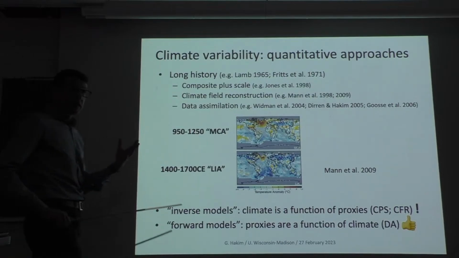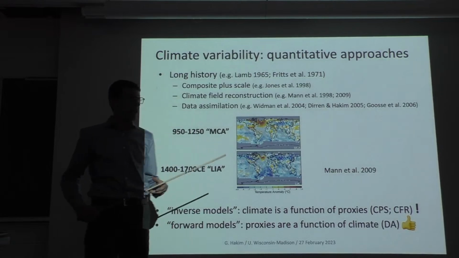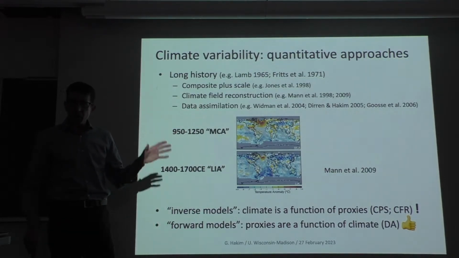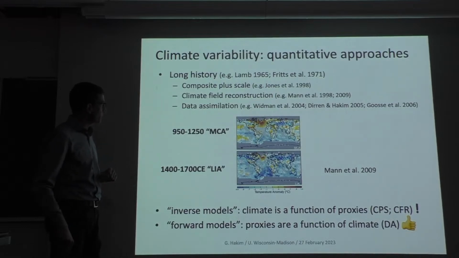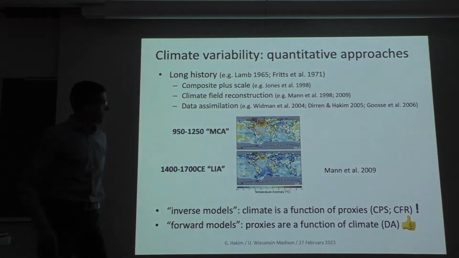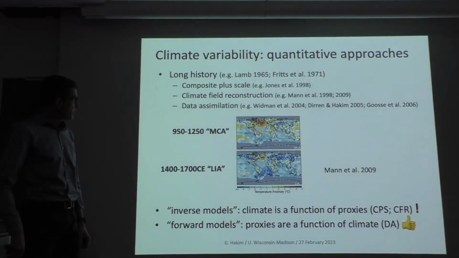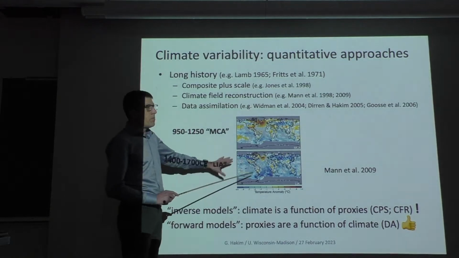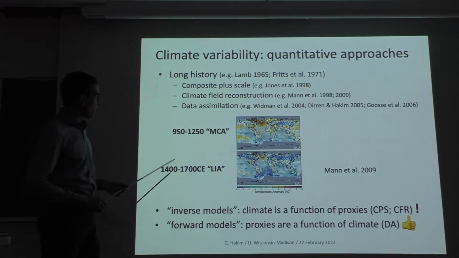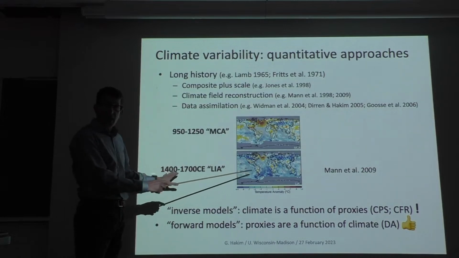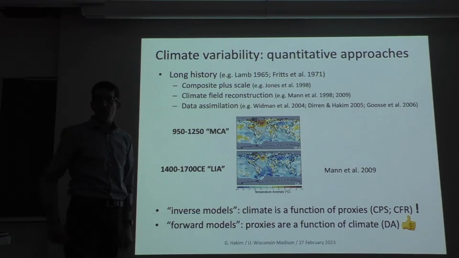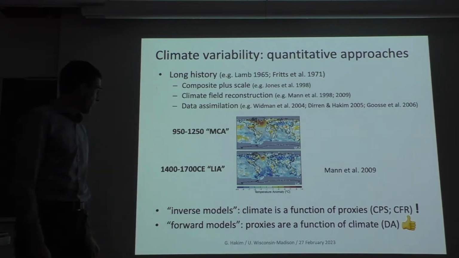And there are quantitative approaches to synthesizing and combining this information, which also have a long history, especially in the tree ring community going back to the 1960s. That led up to climate field reconstructions, most famously Mann et al., starting in the late 1990s, which allowed maps to be produced, comparing centennial scale variability between, say, the Little Ice Age in the latter part of the Common Era and the medieval climatology around 1,000 years prior.